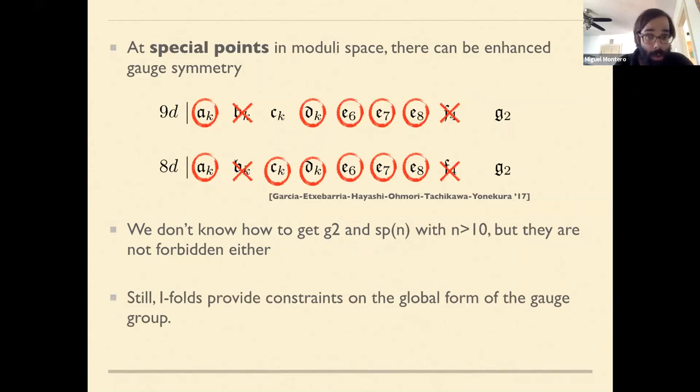And unfortunately, we were looking for examples that would tell us something about it. We didn't find any, but we did find that in some examples, the cobordism conjecture can provide constraints on the global form of the gauge group. So this is just the Lie algebra, but there's also what is the actual gauge group.